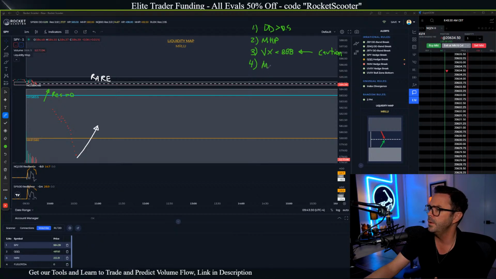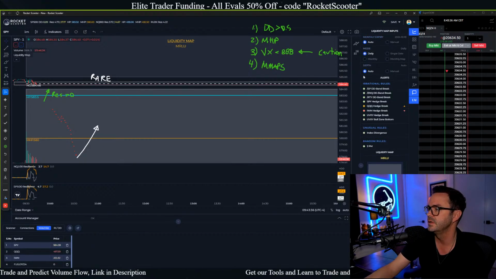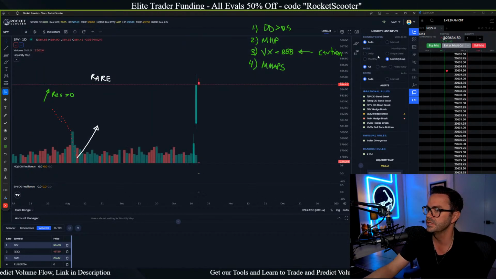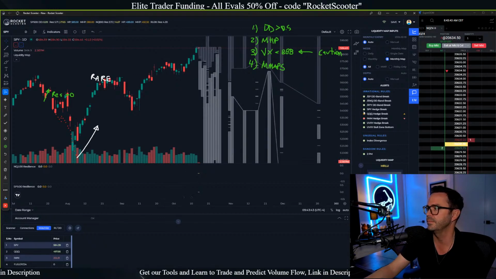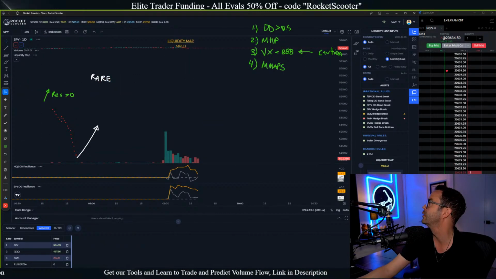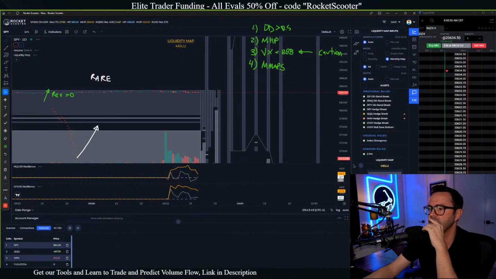And number 4, monthly maps, which predicts, or actually not predicts, it just shows you, reveals the forecast of the risk distribution of dealers over time. Monthly map on SPY. Let's load it up. This market's trying to bounce. We'll see what happens here.